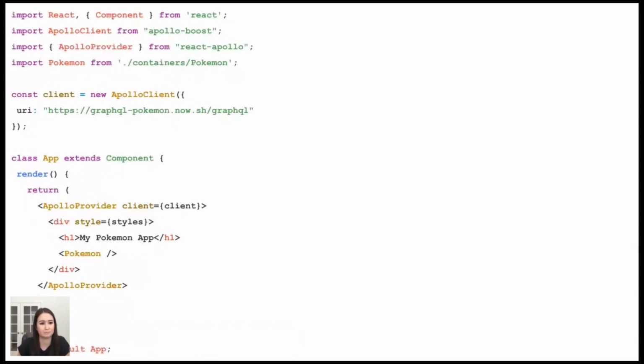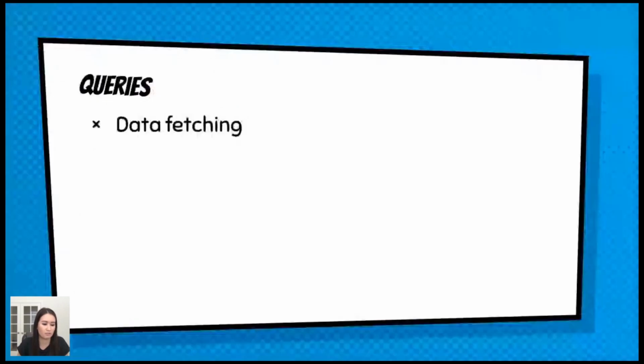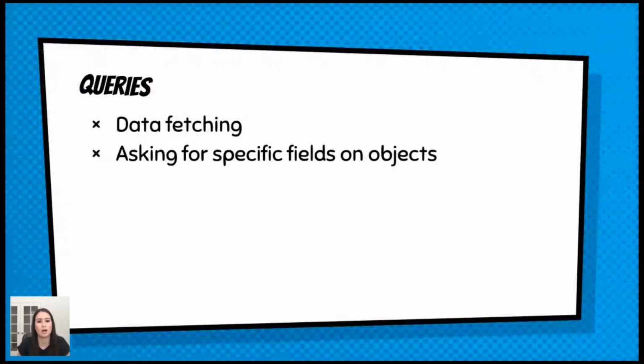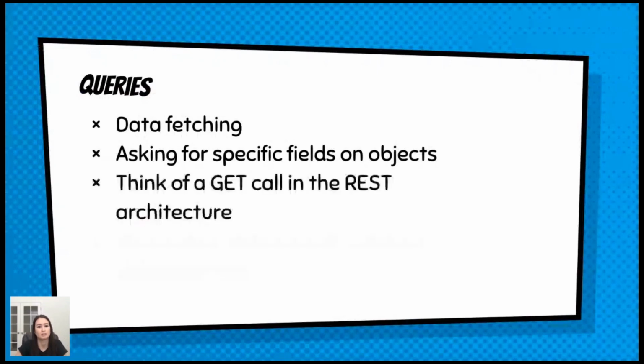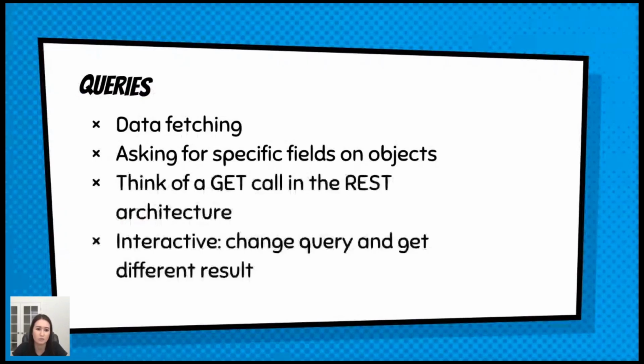So queries are data fetching, so you can think of it as more of a get call. It asks for specific fields on your object. So again, if you only want the name, you can ask just for that specific field. And then it's interactive. So if you change a query, you can get a different result. So anytime you're using queries, if it changes in any way, you can get that instantly.